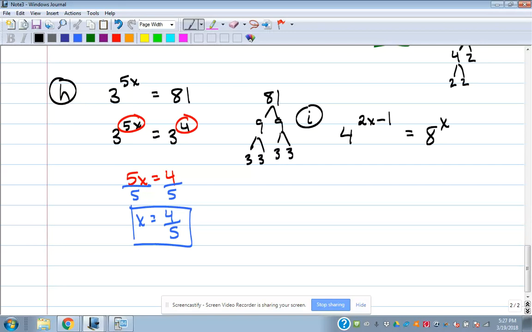Well, what's the relationship with 4 and 8 that might be handy? You can multiply 4 by 2. Yeah, 4 times 2 gives me 8, but what's 4? It's 2 times 2, right? It's 2 squared. So that would mean 8 is 2 to the what? 2 to the 3rd. Oh, so I actually have 2 squared to the 2x minus 1 equals 2 to the 3rd to the x.